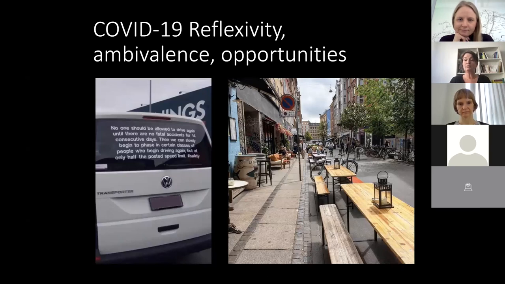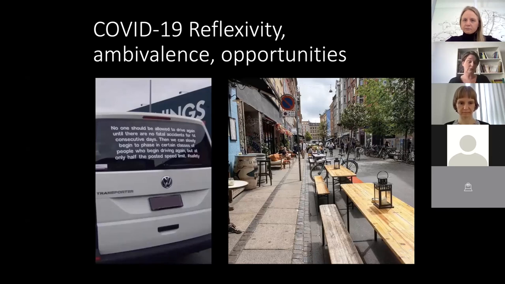So something that hadn't been possible, like, ever, to take away the parking spaces to make more outdoor life suddenly became possible. And I've seen that in other cities around the world as well, that suddenly things became possible, and it became clear that we can actually make things work even if we don't have that many parking spaces.